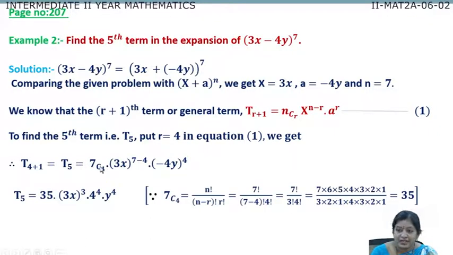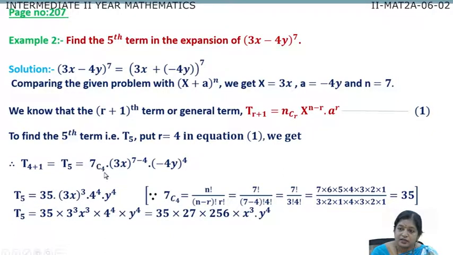Now this 7C4 value can be found by using n factorial by (n-r) factorial into r factorial. So 7 factorial by (7-4) factorial into 4 factorial, which is nothing but 7 factorial by 3 factorial into 4 factorial. 7 factorial can be written as 7 into 6 into 5 into 4 into 3 into 2 into 1, and the 3 factorial and 4 factorial values we have written. After cancellation of these terms, we will get 7 into 5, which is nothing but 35.